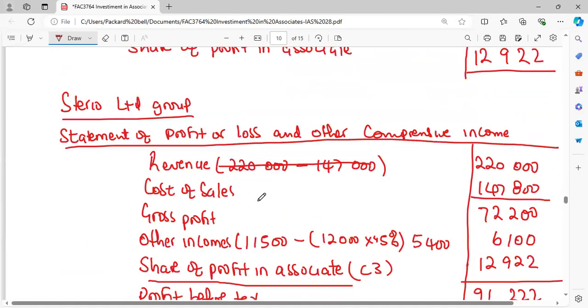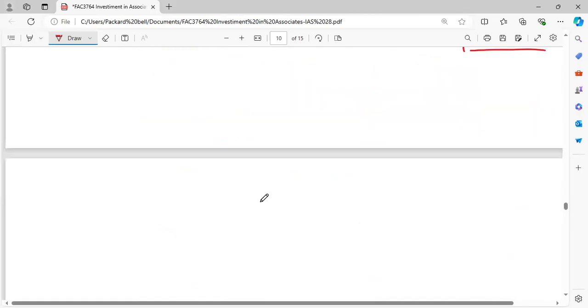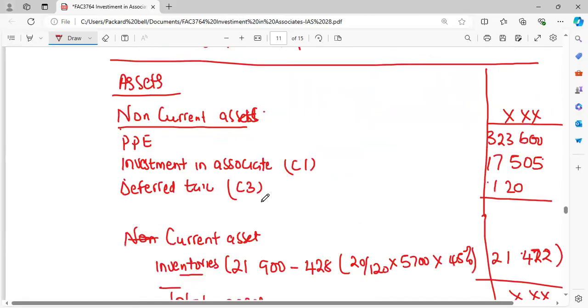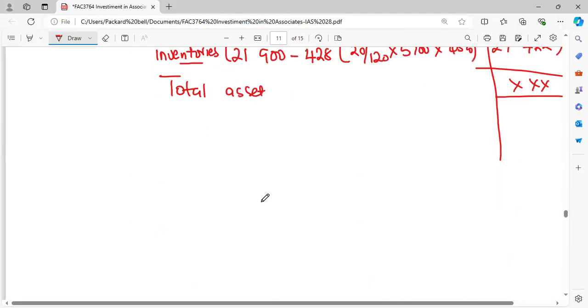What else is here? So we're done with the profit and loss and the statement of financial position. What else is part of financial statements?